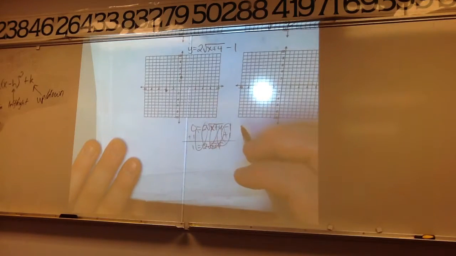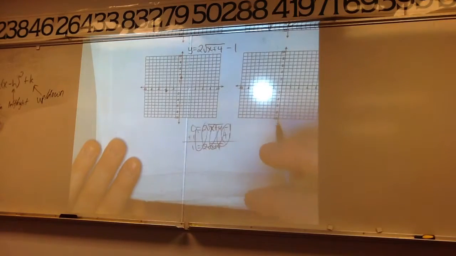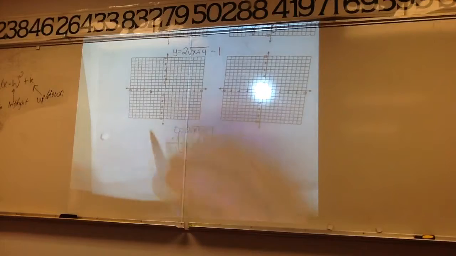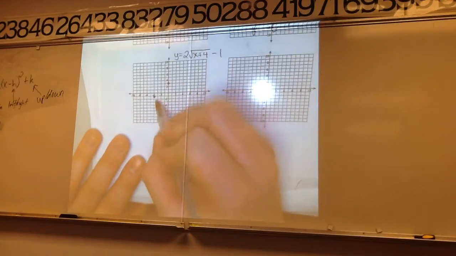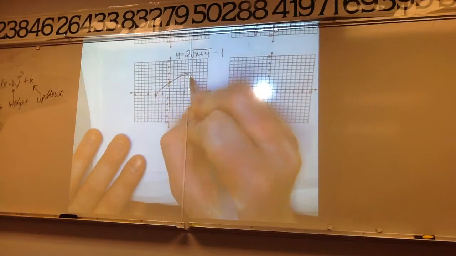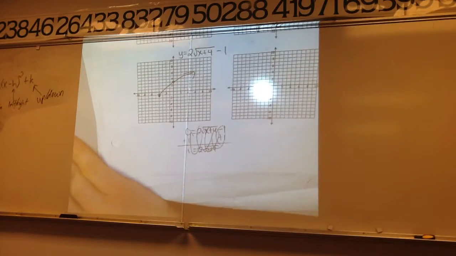Isn't it on here, though? I'm just going to have to explain every single thing. No, it's not on here. So all I want you to do, you're going to get something like that. Put the first key point on it, do the y-intercept, draw the general shape of what it looks like. You don't have to get it perfect. It doesn't have to be exact.